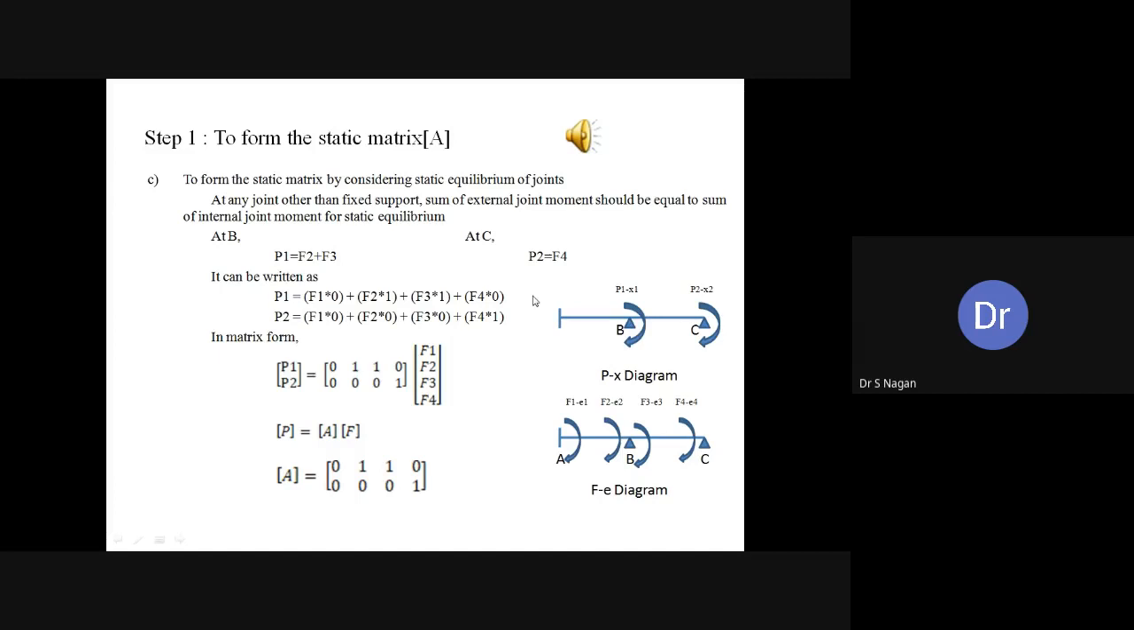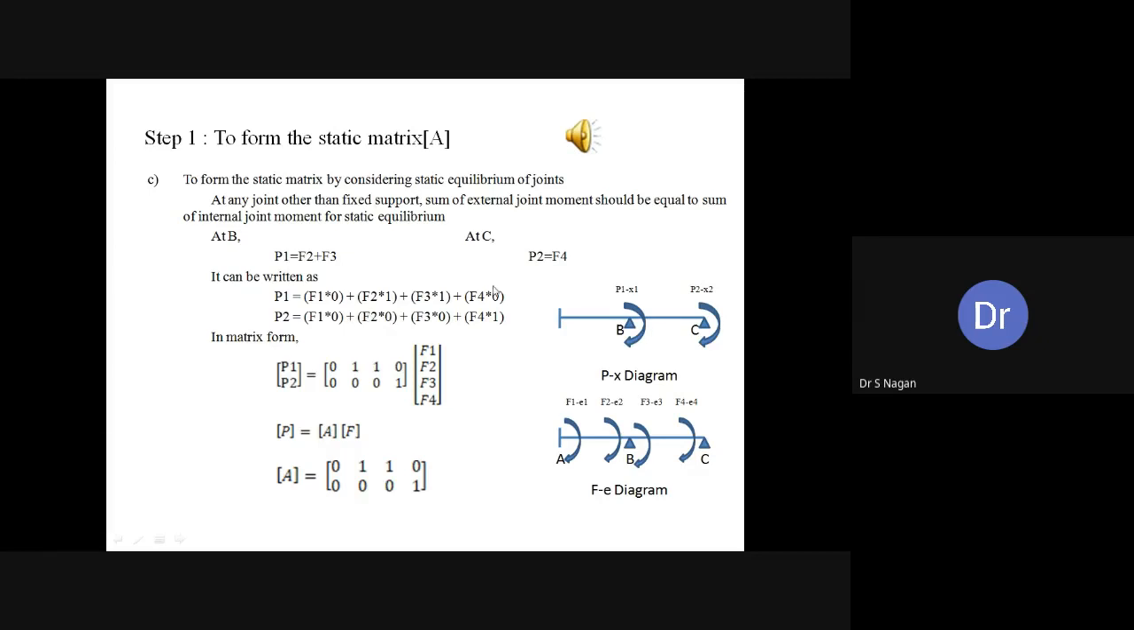Okay. Now, can you tell me how to write P2 involving F1 to F4? Only F4, sir. Involve F1. So F1 into 0 plus F2 into 0 plus F3 into 0 plus F4 into 1. Okay, so you can write like this.